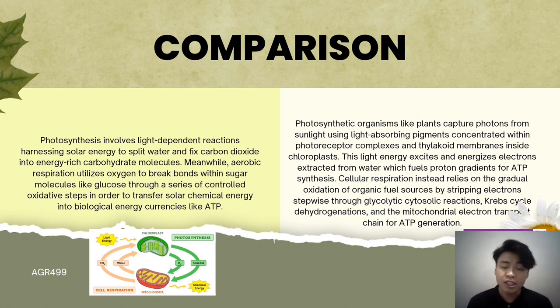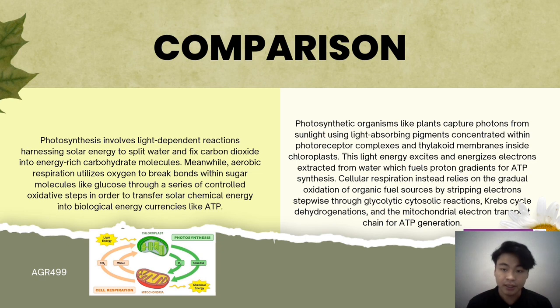Next one, photosynthesis. Organisms like plants capture photons from sunlight using light-absorbing pigments concentrated within photoreceptor complexes and thylakoid membranes inside chloroplasts. This light energy excites and energizes electrons extracted from the water, which pulls protons, driving ATP synthesis.